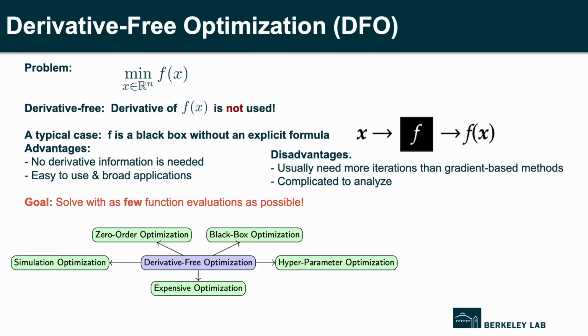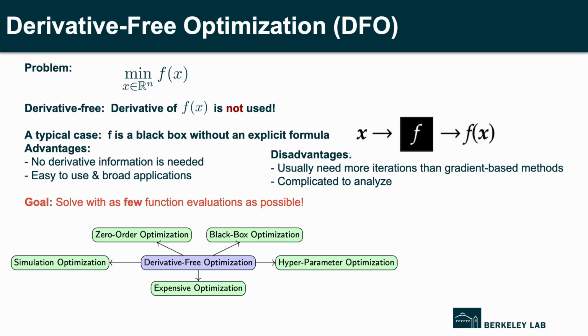So mathematically, we call it derivative-free optimization, also DFO. And in this talk, we are talking about the simplest case where there are no constraints, and derivative-free directly denotes the case that the derivative of the objective function is not used during the whole optimization process.